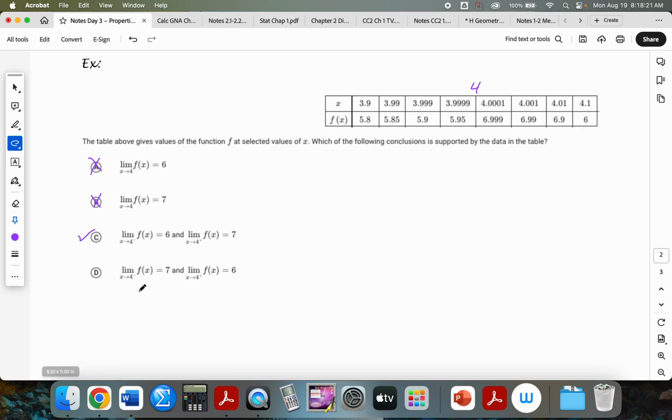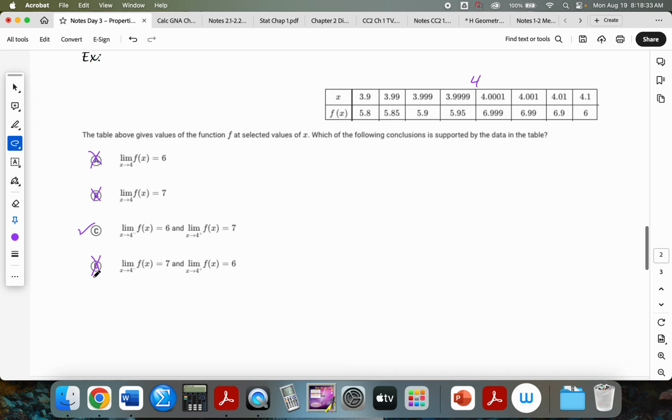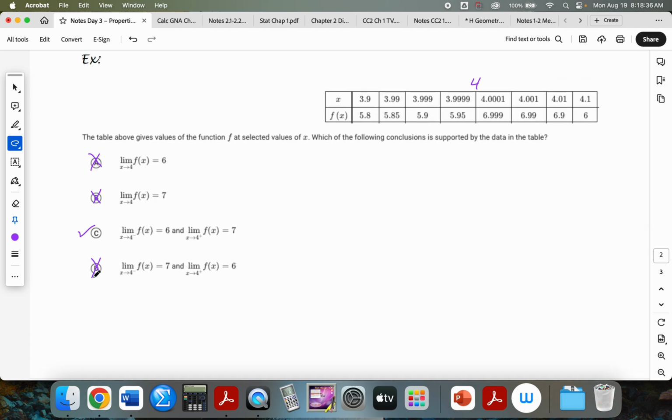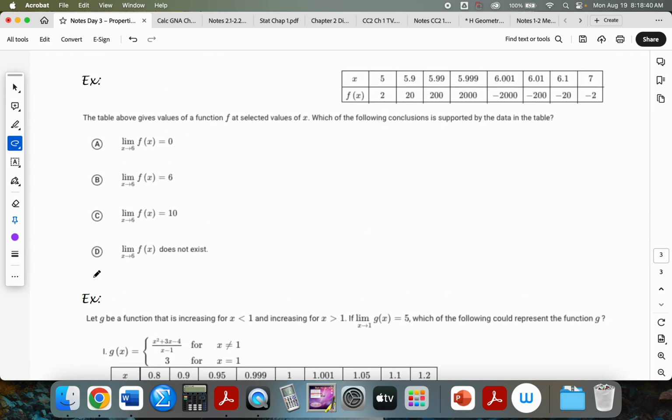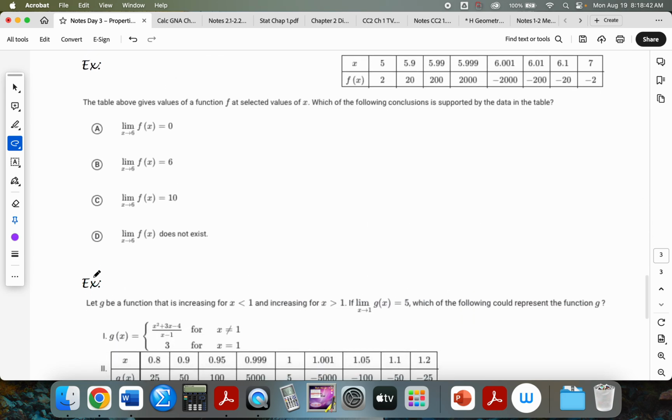Well, let's take a look at this one. The limit as x approaches 4 from the left of f of x is 7. Oh, they did it backwards here, didn't they? So that's not so much it. All right. Questions about that? All right, on to page 3.